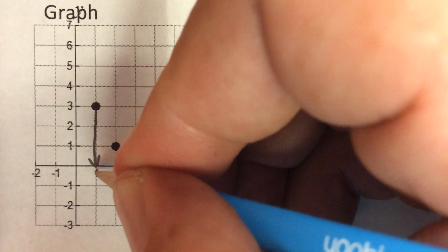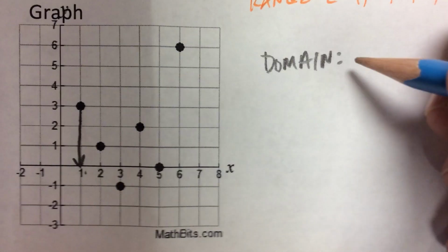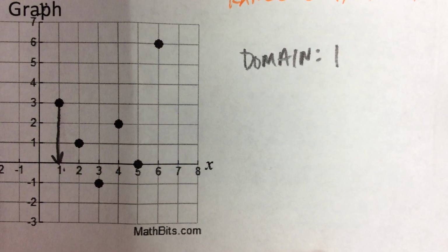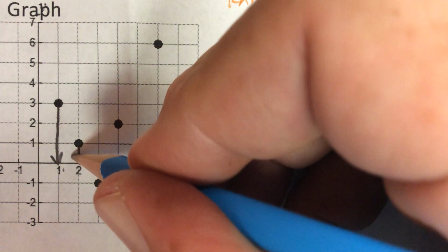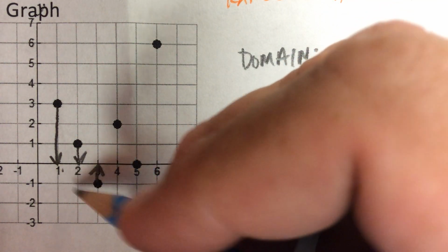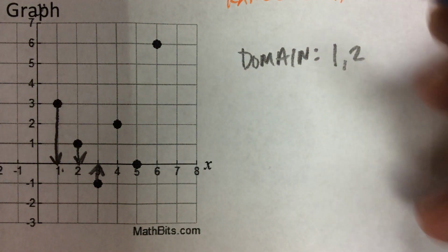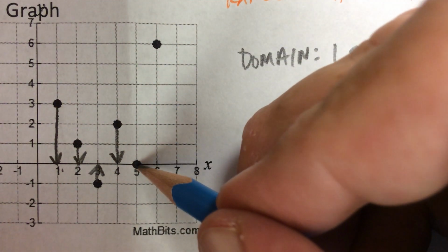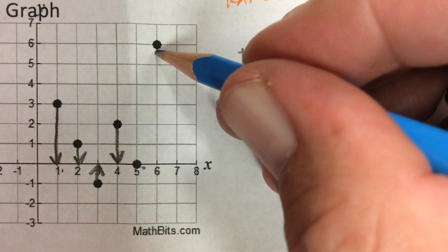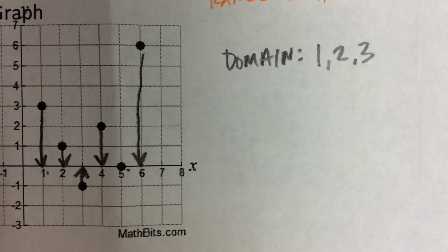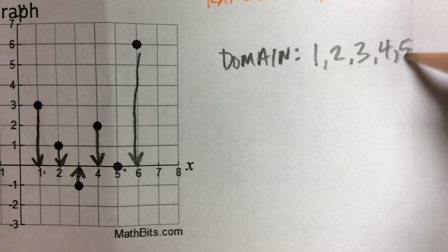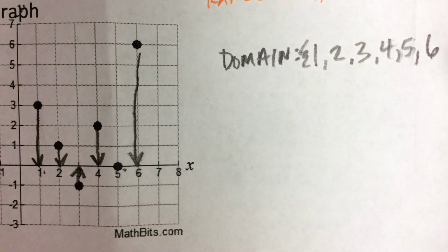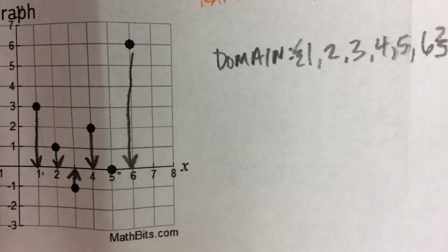So this dot, the x value is +1. So for my first domain number, I'm going to write 1. And for this dot is 2. And then the next dot is 3. Doesn't matter that it's below the axis and that the y number is negative. We're not looking at that right now. We're just looking at the x numbers. This one's 4. And then I have 5 on the x-axis. And finally 6. So my domain numbers are 1, 2, 3, 4, 5, and 6. So put it in a bracket.